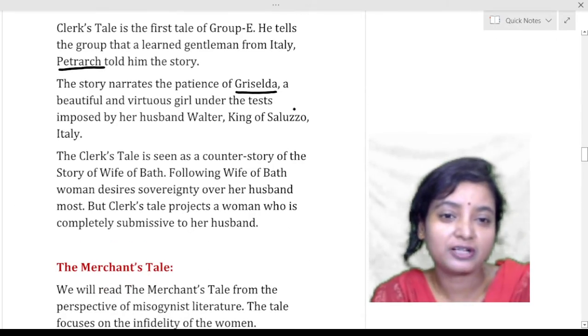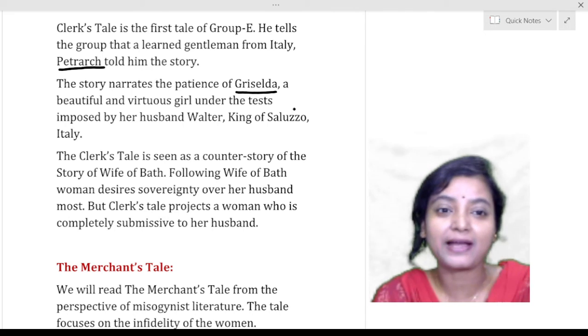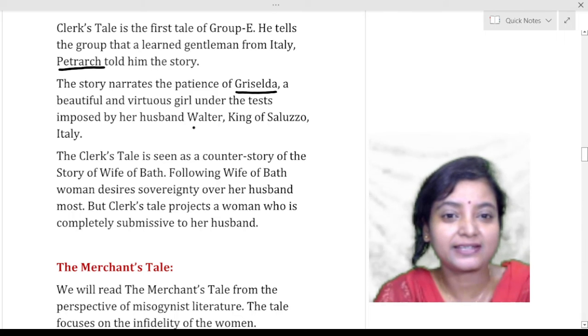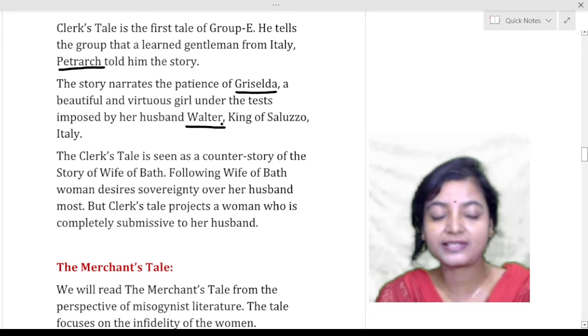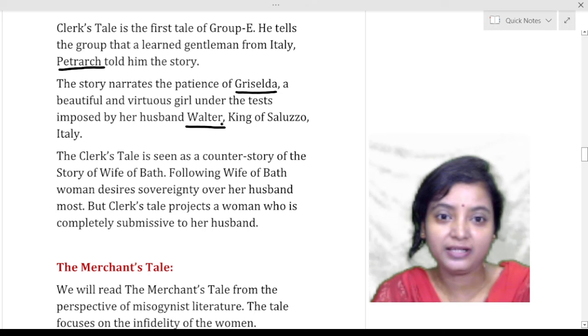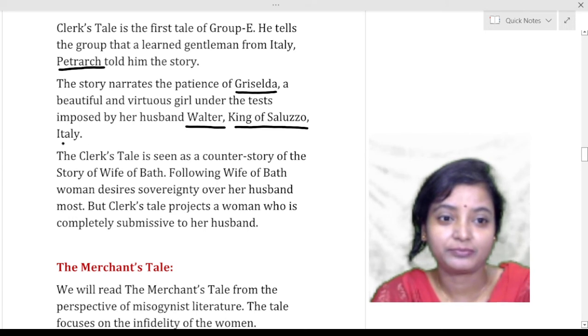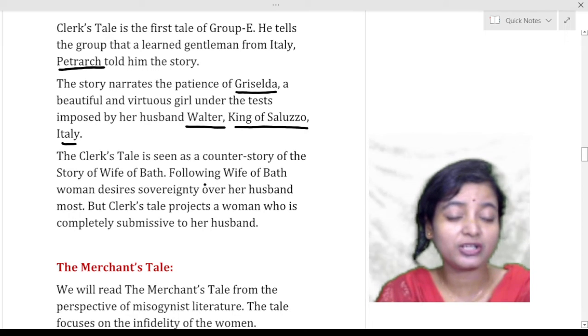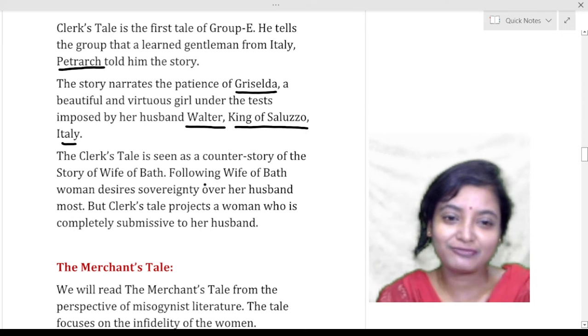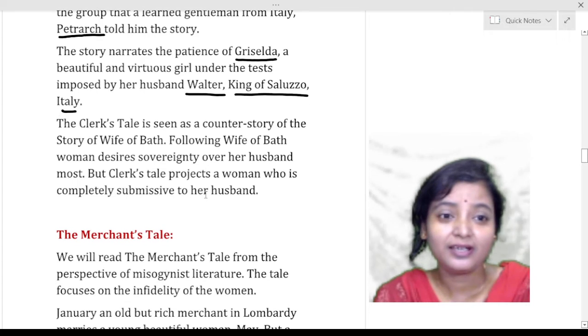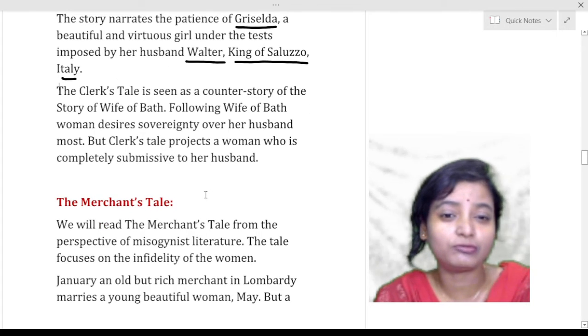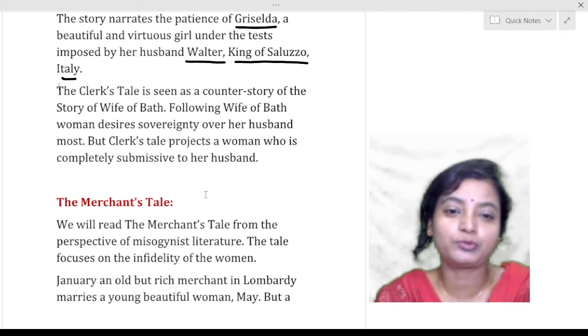A beautiful and virtuous girl has to go through the test imposed by her husband Walter. The characters are Griselda and Walter. Keep these character names in mind. And Walter was king of Saluzzo, Italy. The Clerk's Tale is seen as a counter story to the Wife of Bath's Tale. Following the Wife of Bath, woman desires sovereignty over her husband most. But the Clerk's Tale projects a woman who is completely submissive to her husband.